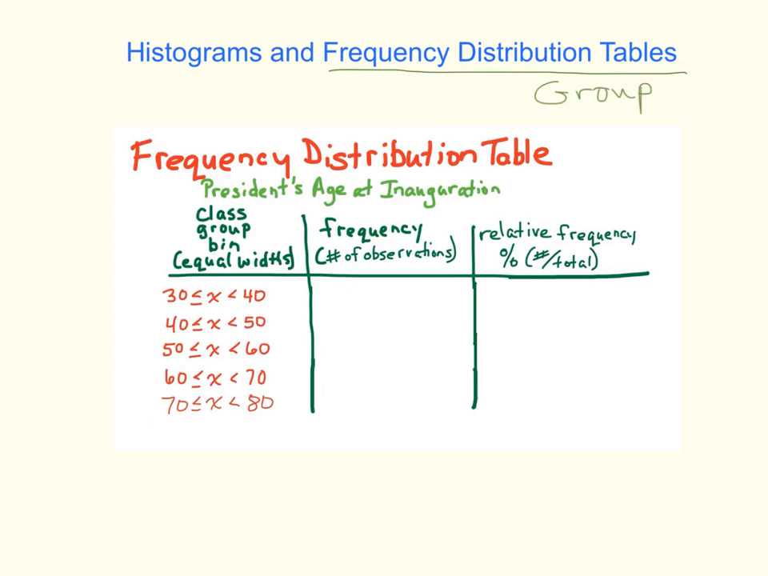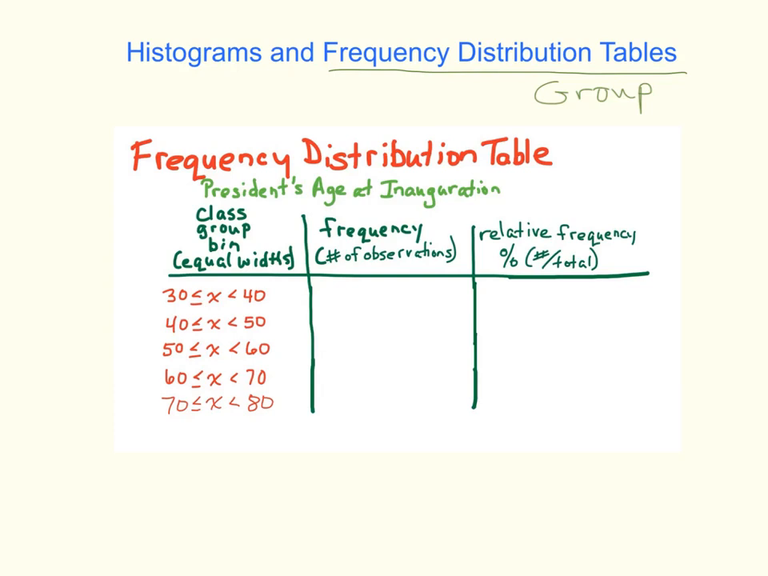But more importantly, X is greater than or equal to 30, but only less than 40. So that means the president's age can go up to 40, but not actually equal 40 in this first group, right? It can go up to 39.9999, but not equal to 40. The next bin starts at 40. That will help us with continuous data, although this data actually is discrete because we're talking about individual ages.